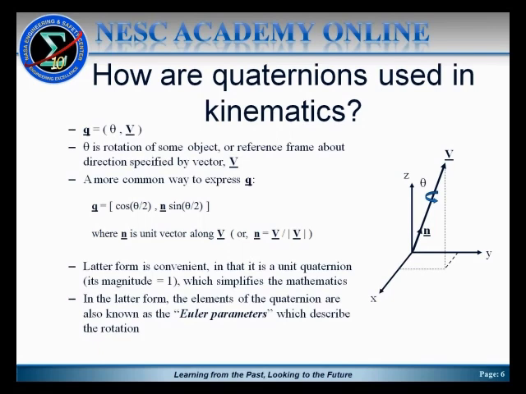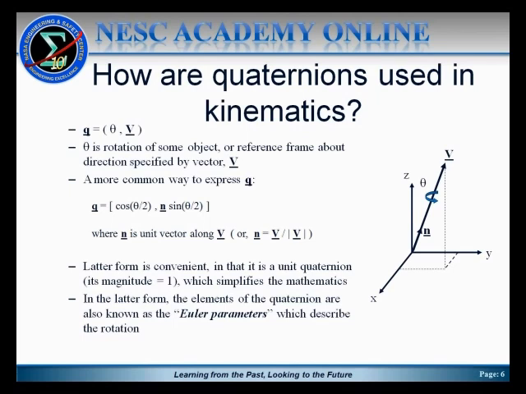The latter form, where q is cosine of theta over 2 plus n sine of theta over 2, is convenient because it's a unit quaternion, which we'll get into a little bit more, meaning its magnitude is 1, which means the sum of the squares of all the components, the scalar and the 3 vector parts, equals 1.